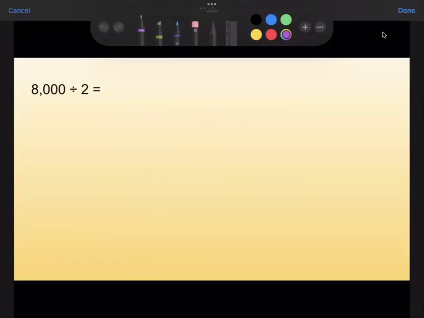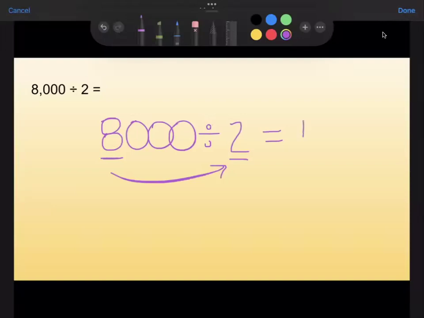Okay, here's our next example. We're going to take 8,000 and divide it by 2. So again, this is a number ending in 0, so we can use a shortcut. I'm going to do 8,000 divided by 2 like this. I'm going to start by focusing on the numbers that are not 0. So that would be 8 and 2. 8 divided by 2 is equal to 4. So I'm going to go ahead and place that there.